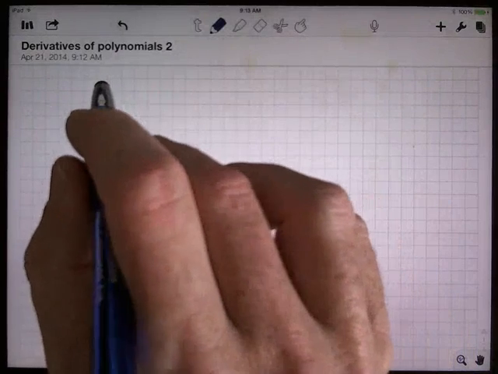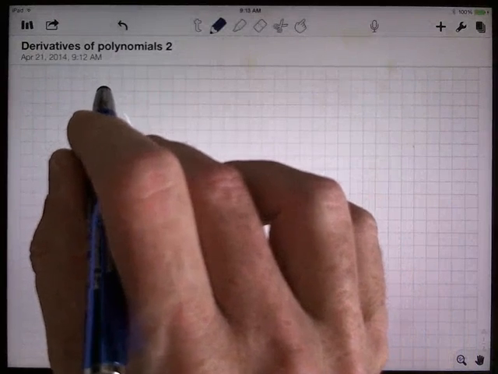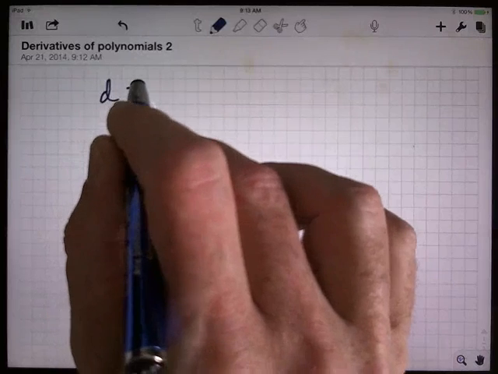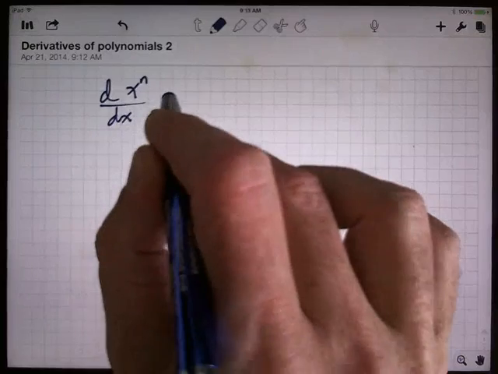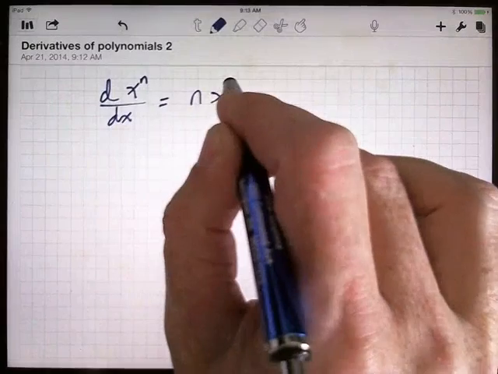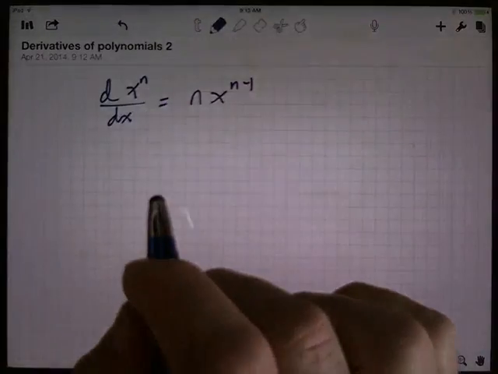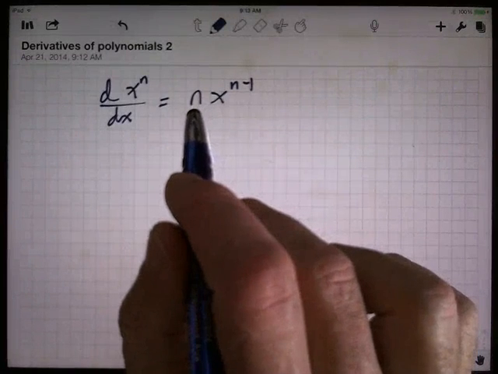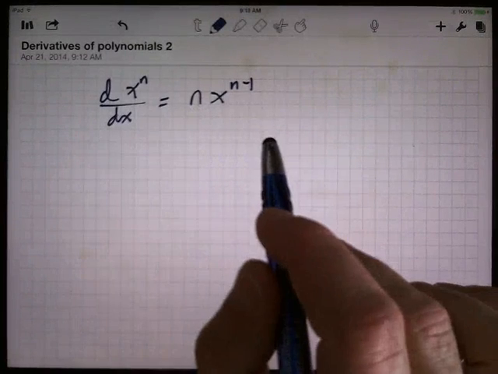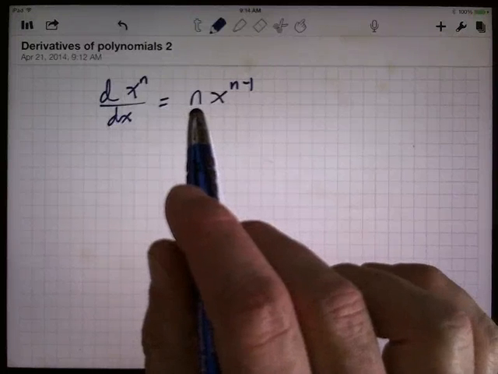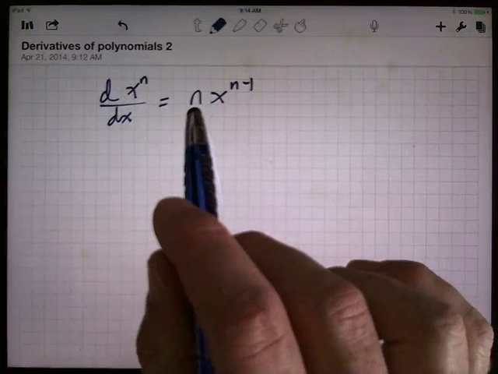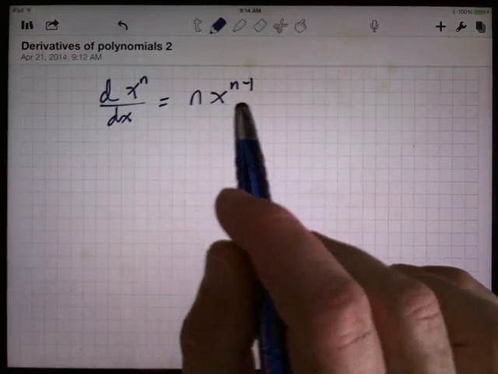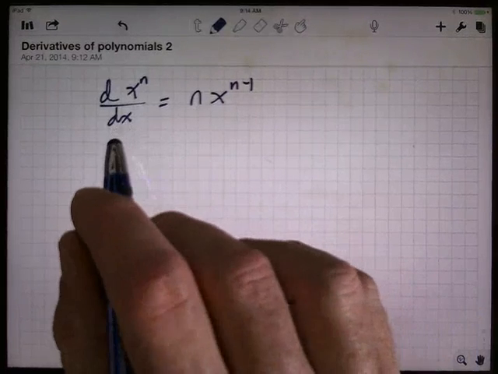In the previous video, we looked at the derivative of essentially power functions, x to a power, and saw that this was n times x to the n minus 1. The proof that we gave was only for positive integer values of n, but it turns out that this works whether n is positive or negative or whatnot, or even rational or irrational. This still works.